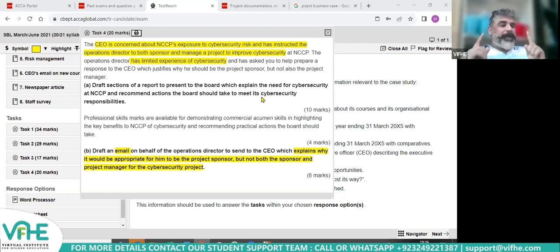SBL is half common sense. So you will say that since you are the operations director, you are responsible for all operational activities of NCCP, and project manager is a full-time role. It will take a lot of time and effort, so you will not be able to give full time to the project. Otherwise, your other tasks will suffer.